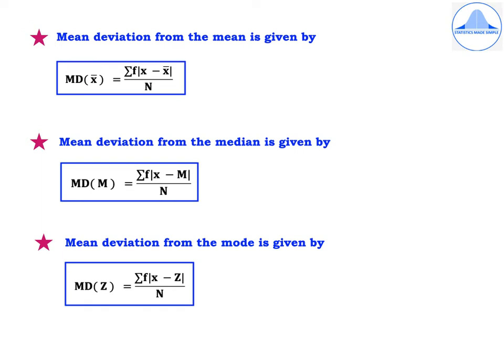So the mean deviation from the mean for discrete data will be MD of x bar equal to summation f into modulus x minus x bar divided by capital N, and mean deviation from the median is given by MD of M equal to summation f into modulus x minus M divided by N, and mean deviation from the mode is given by MD of Z equal to summation f into modulus x minus Z divided by N. Now remember that x bar, M and Z should be calculated based on the method or the formula which we have learnt for discrete data.